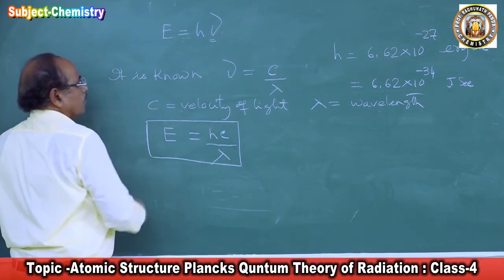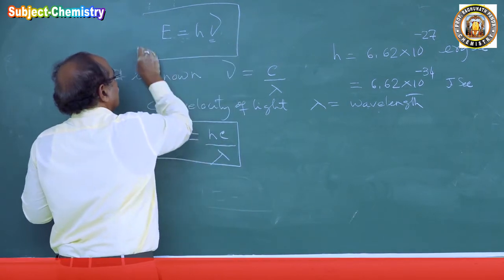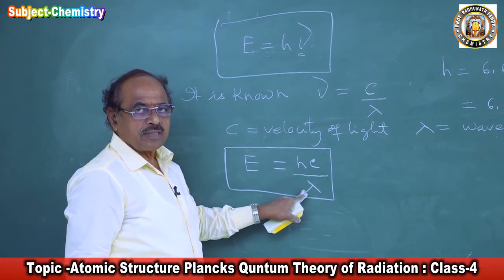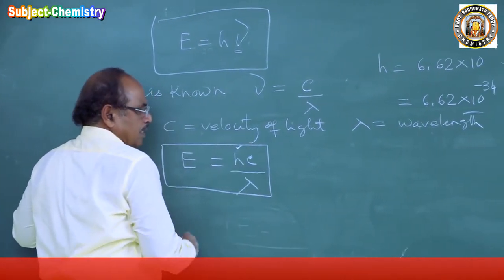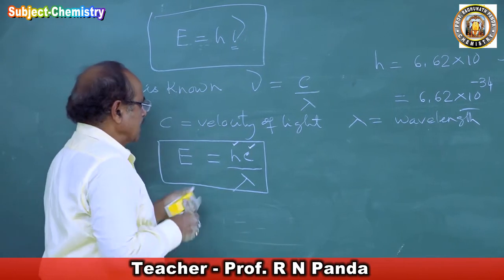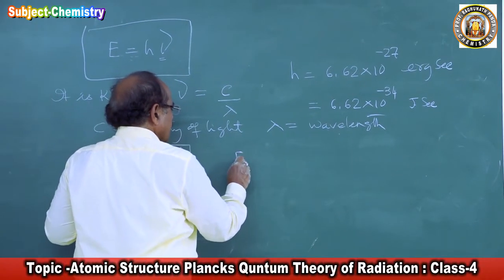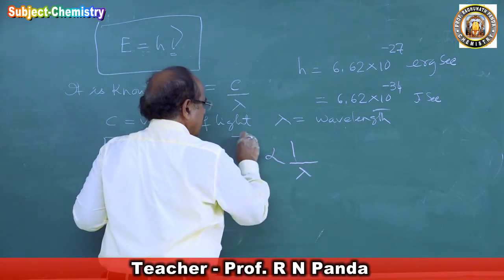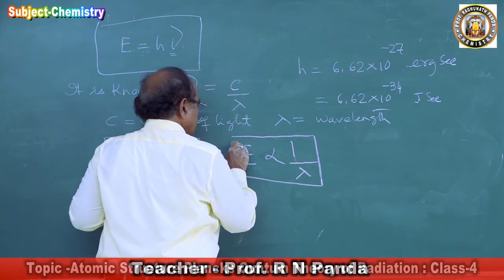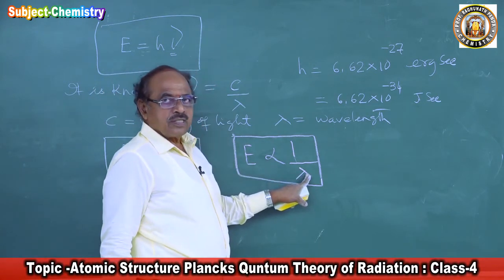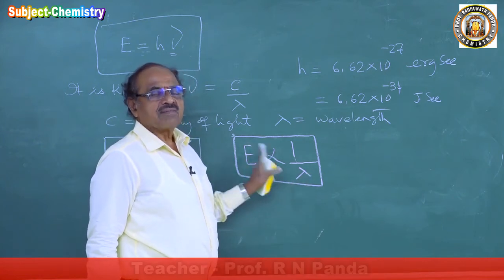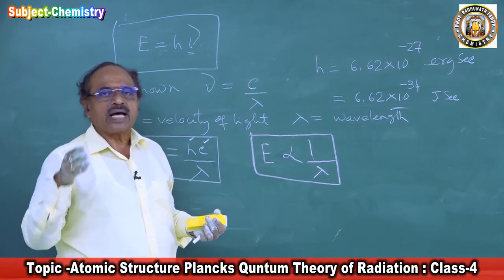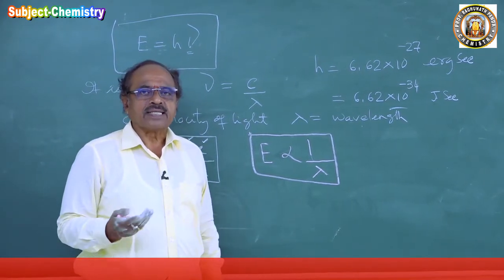We got one relationship, E equal to H nu, and we got another relationship, E equal to H into C by lambda, because nu is C by lambda. Now H is a constant and C is a constant. Therefore E is inversely proportional to wavelength. That means those waves which have a smaller wavelength have larger energy. Take the X-ray, a very small wavelength, so it has penetrating power, can penetrate through wood, can penetrate through metal.